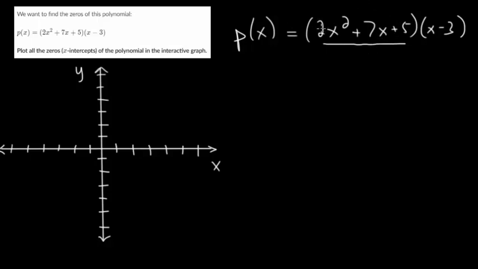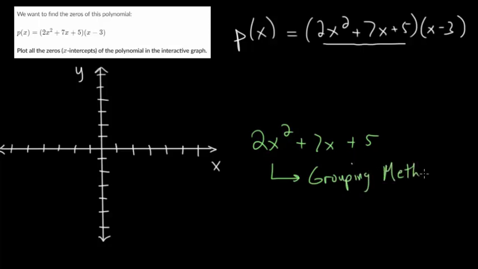Now, this one's a little bit harder since we're going to have to use the grouping method. So let's take a look at this off to the side here. We'll have 2x squared plus 7x plus 5. If the coefficient on x squared is not 1, you want to use what's called the grouping method when factoring these. There are other ways to do this, but grouping is probably the most straightforward. Essentially, we're going to break up this middle term, this plus 7x, into two separate terms that we can then pair with this first term here, and the other one will pair with this constant term, and we can use the grouping method to factor.